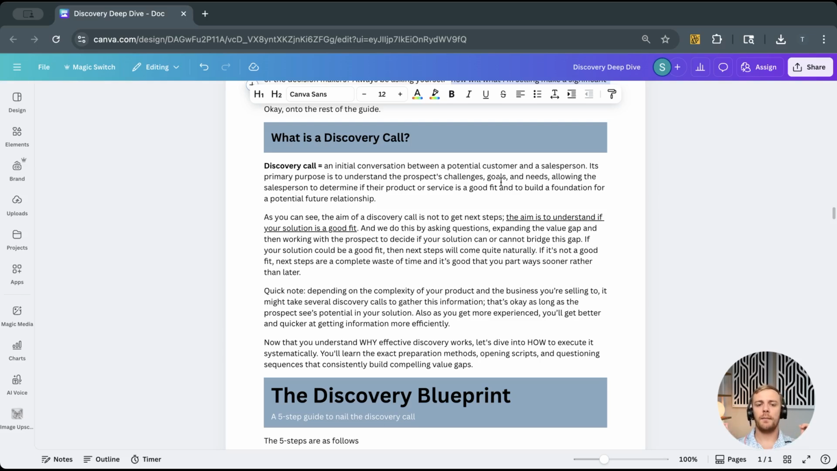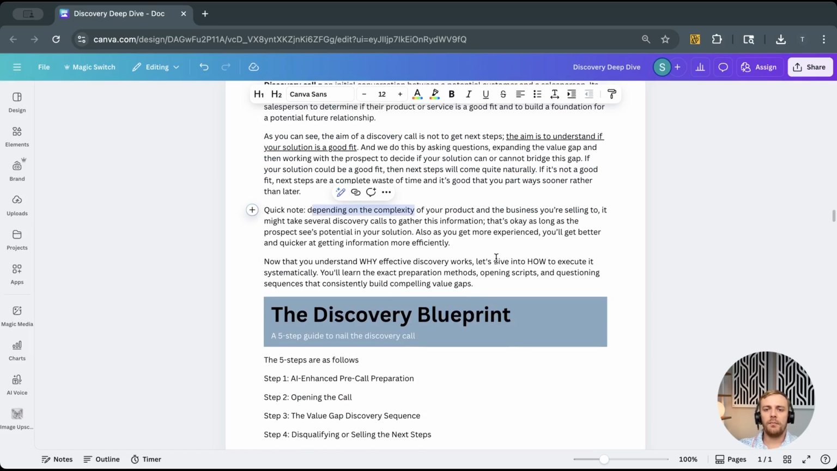Quick note, this is something you should just be aware of. If your product is very complex and there are lots of people you're selling to and it's a larger business, it's okay if this process takes several discovery calls to get this information. As with all blueprints, it makes it seem neat and tidy. The hope is that you can get all of this information in one call, but if not, that's okay. Also, as you get more experienced, you'll get better at asking better questions and getting the information that you need faster.